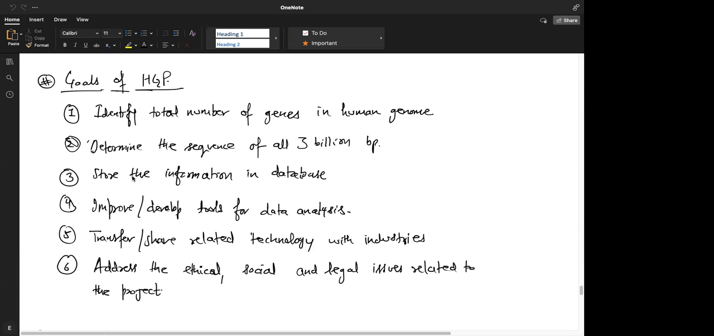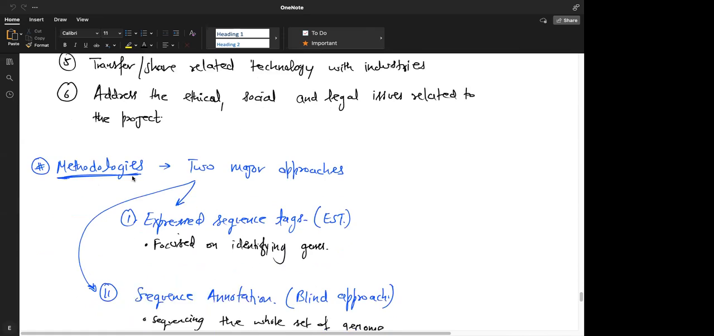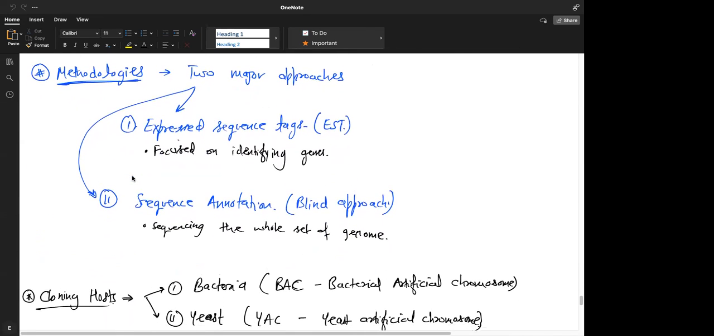Then we discussed methodologies. There were 2 major approaches. First one, expressed sequence tags. This approach mainly focused on identifying all the genes that can be expressed as RNAs. Then the second one, the sequence annotation approach, also called the blind approach. The blind approach is simply sequencing the whole set of the genome containing both coding and non-coding regions, and then later finding the function of it.